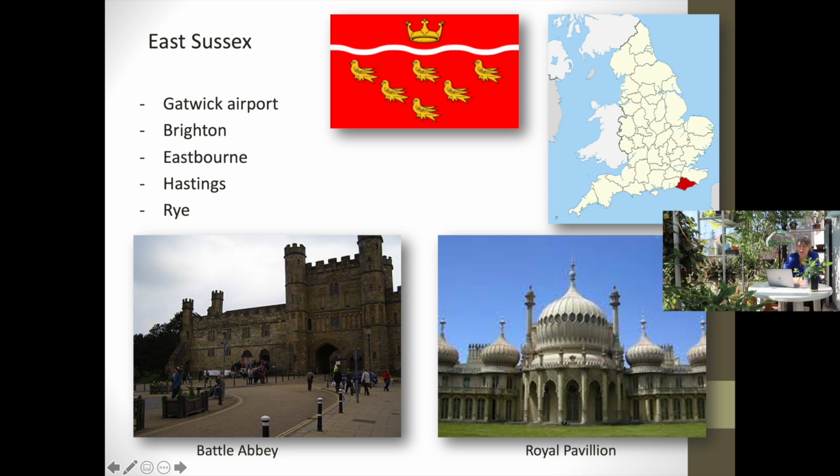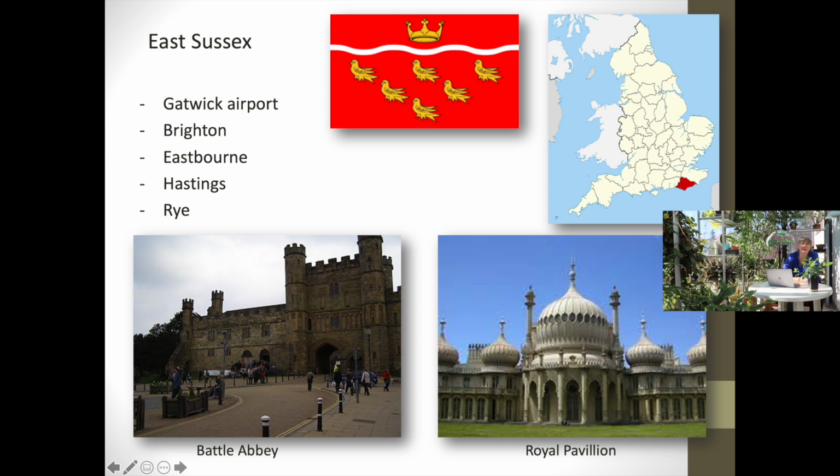What interesting parts can be situated in East Sussex? Things like Gatwick Airport. I told you last week that the main airports of London are mostly situated beyond the borders of Greater London. This is one of them, Gatwick Airport in East Sussex. And then we have some interesting towns of Brighton, Eastbourne, Hastings and Rye.